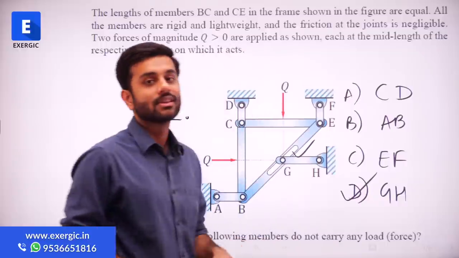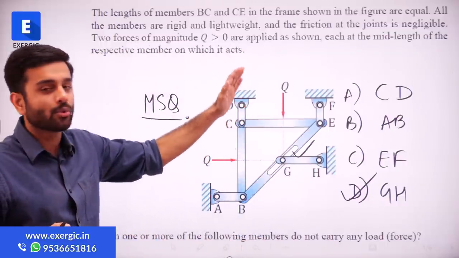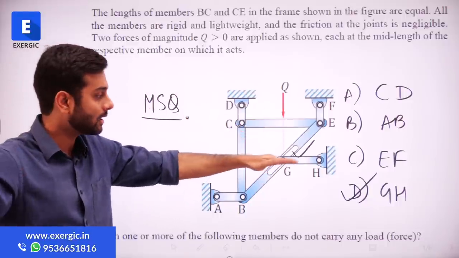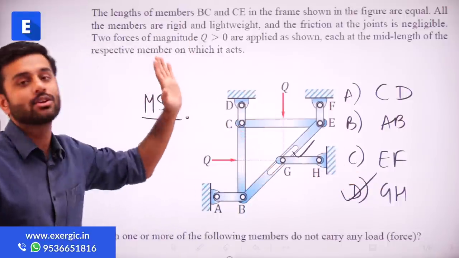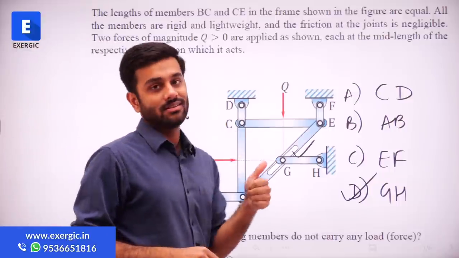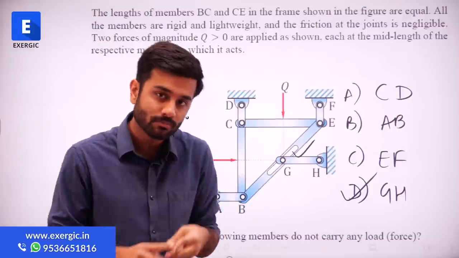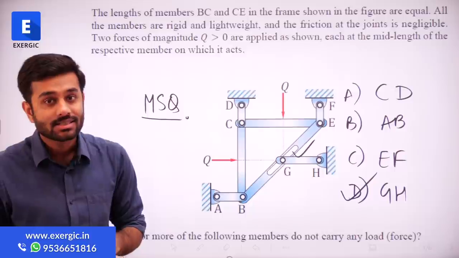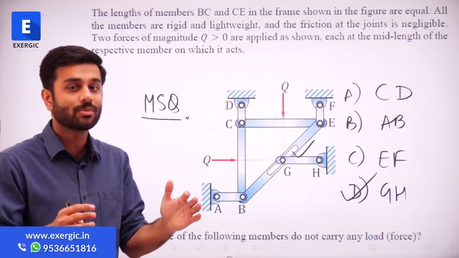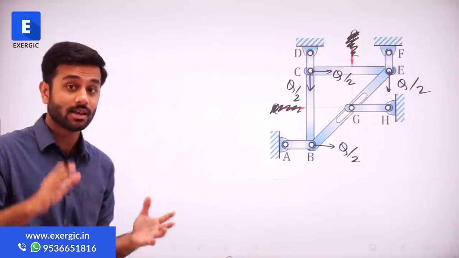If people tell you that this is an MCQ question, many of you will not even think much and you will directly come and conclude that GH is 0, D is the option, right? But in this question, it's an MSQ question, so there are possibilities of other options being true. Secondly, GH also in this case becomes 0, but not by the method that we know, by a different concept, by a different logic. Let me also tell you that.